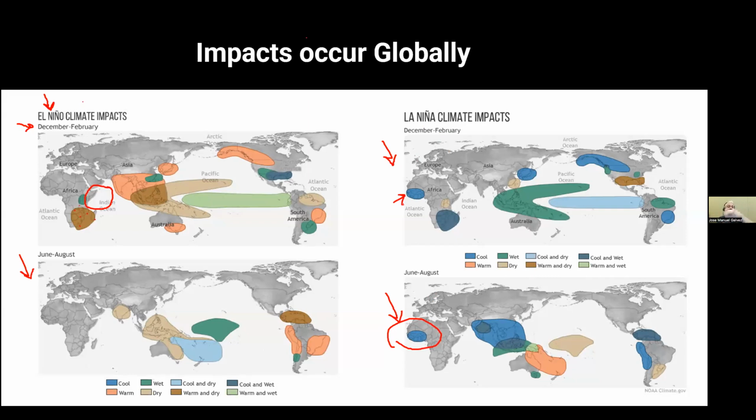Going back to the initial question, we already covered this slide partially, but I don't see a significant impact in the Horn of Africa region itself, which is Somalia, Ethiopia, and Eritrea. Any more questions?